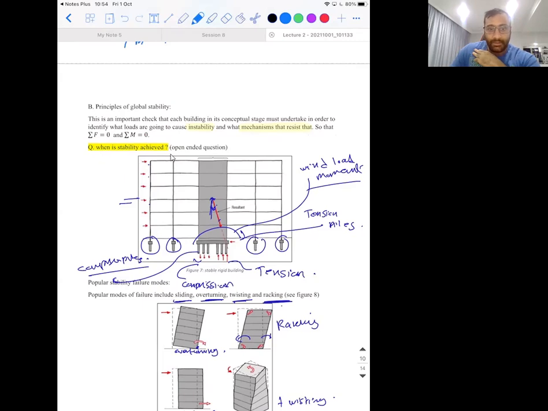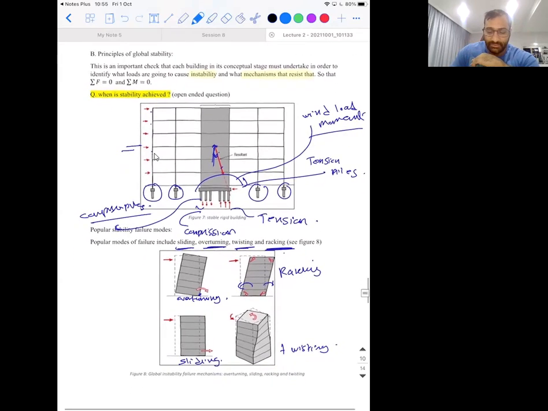So an open-ended question I usually ask is, when is stability achieved? Some movement, think about it. Think about it yourself, and maybe don't ask. So let's look at this stable, rigid building. We have wind load hitting it, and that's the resultant of all the dead load and the live load and the wind load.